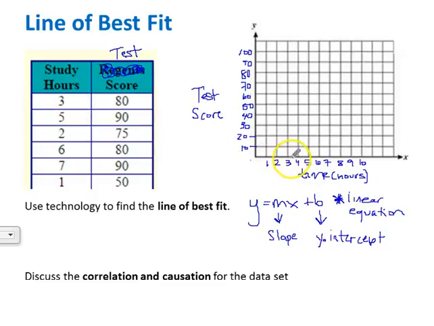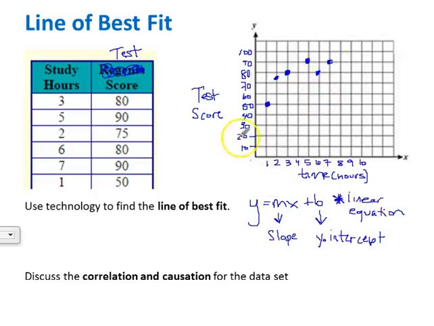So if somebody studied 3 hours and they got an 80% on their test, I'm going to plot that point. Somebody who spent 5 hours got 90%. Somebody who spent 2 hours got a 75. Somebody who spent 6 hours got an 80%. And somebody who spent 7 hours got a 90%. And one person who spent 1 hour got a 50%.